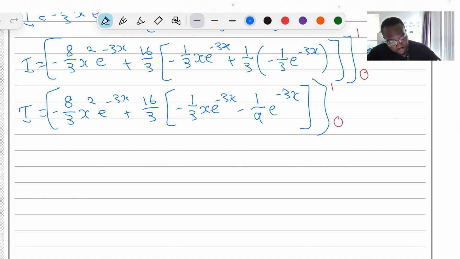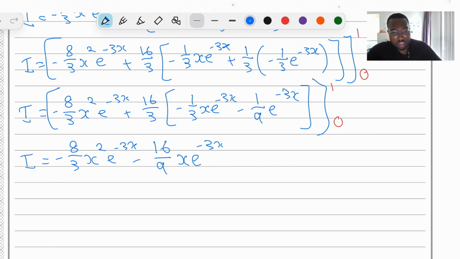And now let's finish this off. So I is equal to a minus 8 over 3 x squared e to the minus 3x. Now we have that 16 over 3 times minus 1 over 3, so that would be a minus 16 over 9 x e to the minus 3x. And then we have 16 over 3 times 1 over 9, so that will give me a minus 16 over 27 e to the minus 3x.